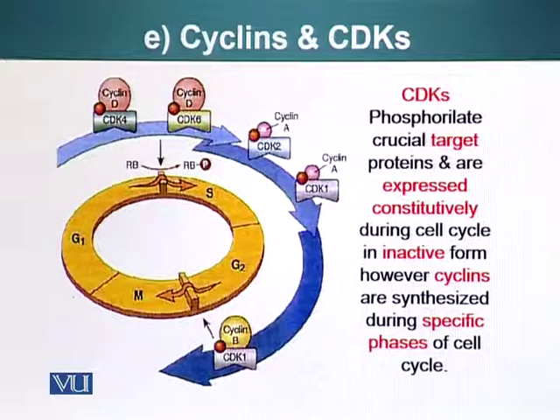However, cyclins are synthesized during specific phases of the cell cycle. So as the name implies, cyclin-dependent kinases can only function, here is the CDK4, when cyclin D is available. This binding of cyclin D with CDK4 results in conformational change of the CDK4 molecule, exposing the enzymatic domain, the active site, which can then phosphorylate other proteins.